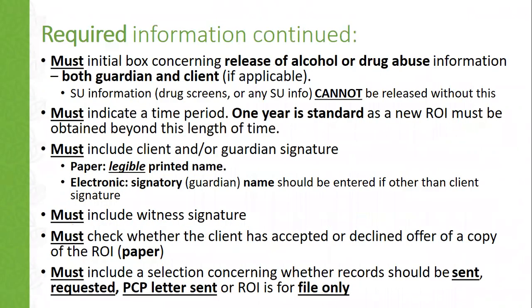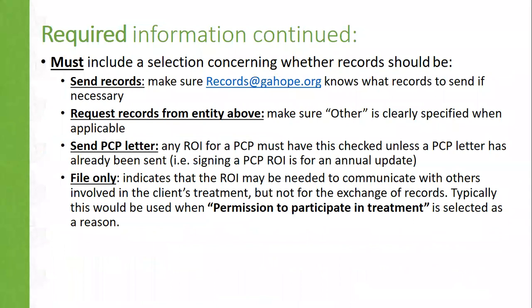Required information, again: the same thing about initialing boxes for substance use. You've got the information there about the release of information only being good for a year. Legible signatures need to include a witness signature. And on the paper release, checking accepted or declined for a copy of the release of information. Making sure that in the section for Georgia Hope use only, you've made a selection.